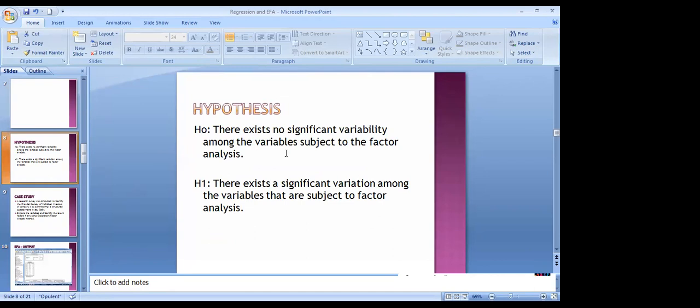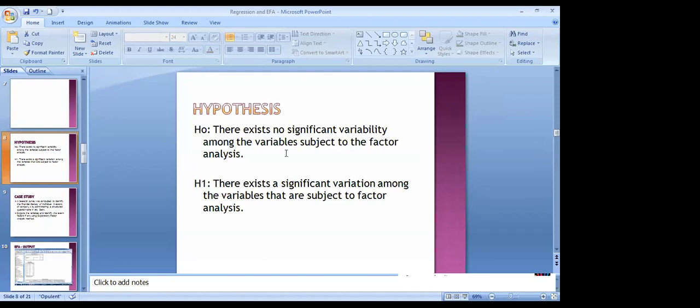What is the null hypothesis in factor analysis? You may note it down. There is no significant variation among the research variables for which you are performing this analysis. There is no significant variation. That is called null hypothesis. Usually null hypothesis, please remember, is always in positive terms.